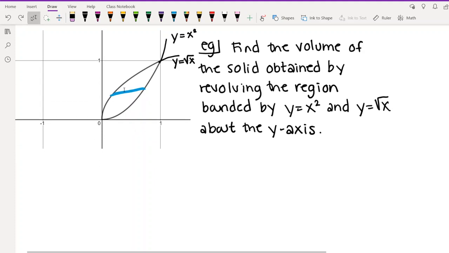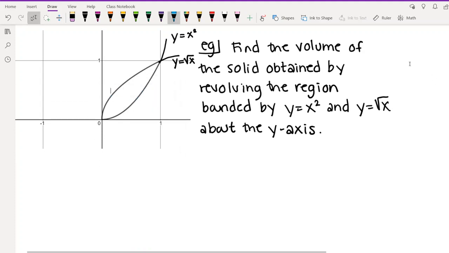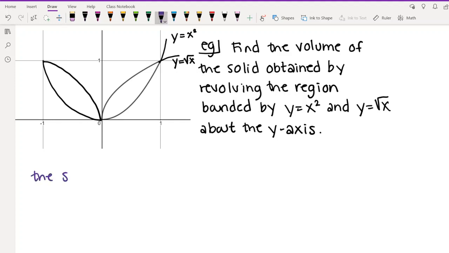So let's start by setting this up with the shell method. I don't know what I said earlier I was going to do first, but let's start by doing the shell method. So I'm going to actually, in this case, draw our solid. So our solid is going to look like this. Sort of. Let me make that a little better. Okay, so let's say we wanted to use the shell method. So the shell method would happen if we were measuring like this, right?